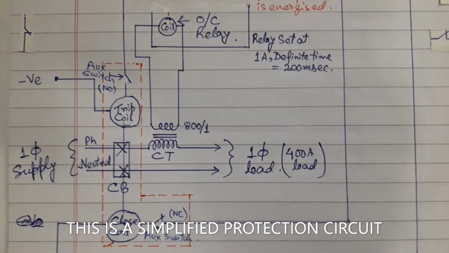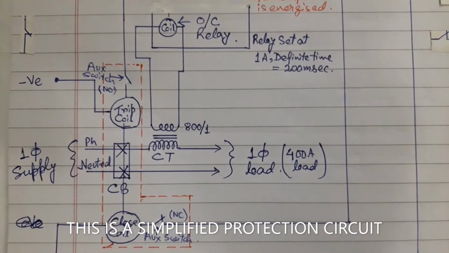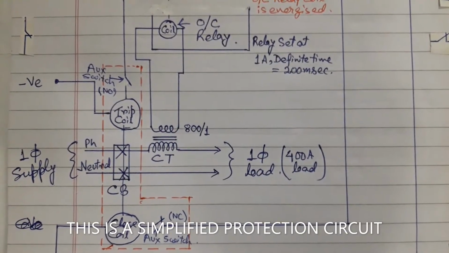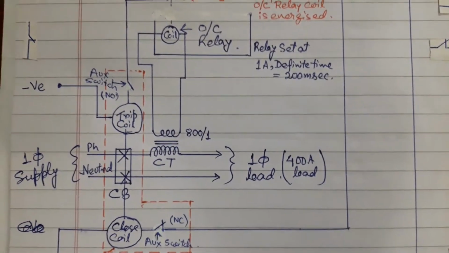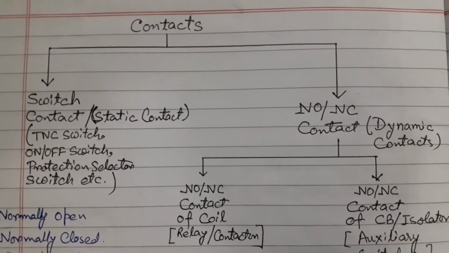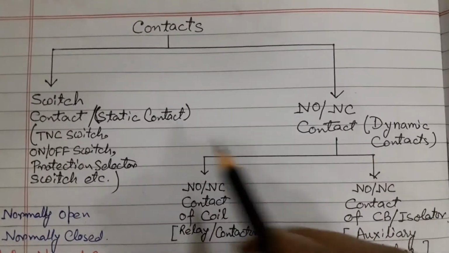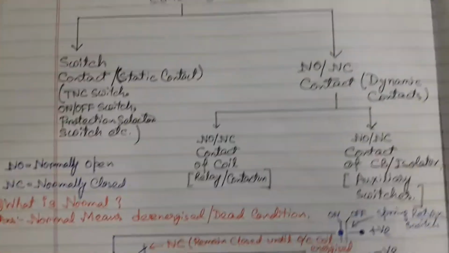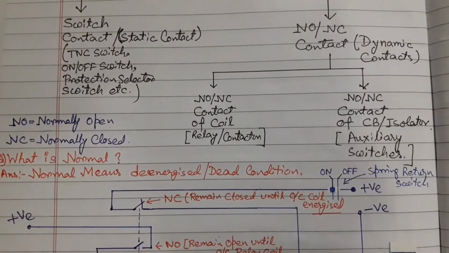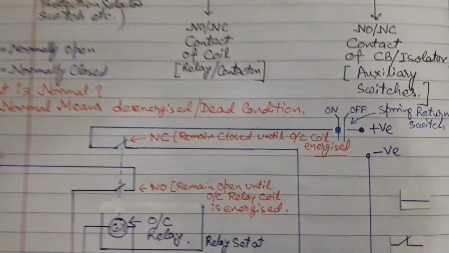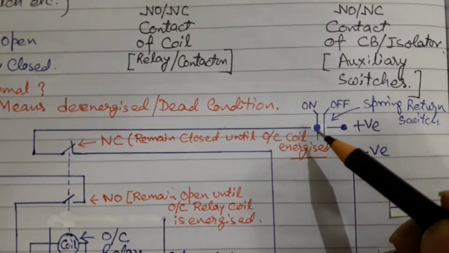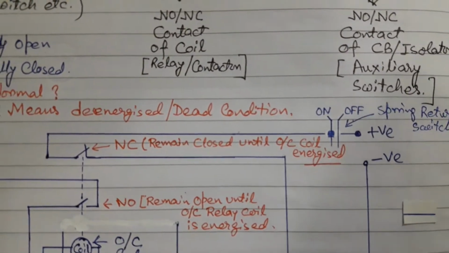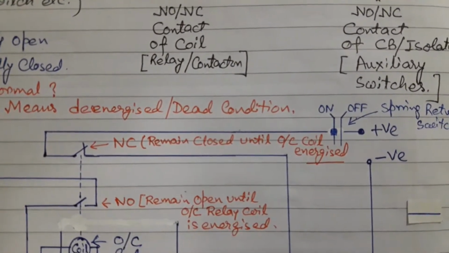In this video, we will discuss the protection and control circuit of a circuit breaker. But before that, we should know what NO and NC contacts are. Contacts may be categorized as static and dynamic contacts. Static contacts are called so because these contacts are independent of system condition. Suppose this is a switch, this is a contact, and this contact is independent of system condition.